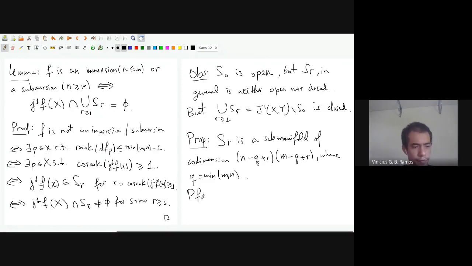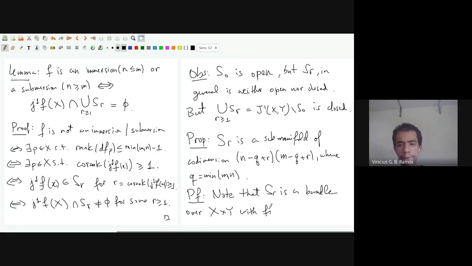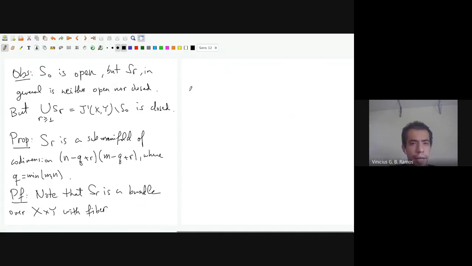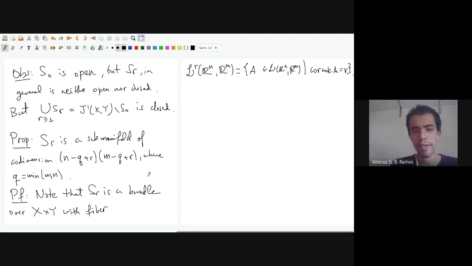Okay, so proof. First of all, note that S_r is a fiber bundle over X times Y with fiber given by the set of matrices, so linear maps from R^n to R^m whose co-rank is equal to r. If you remember the definition of a fiber bundle, this is pretty simple.